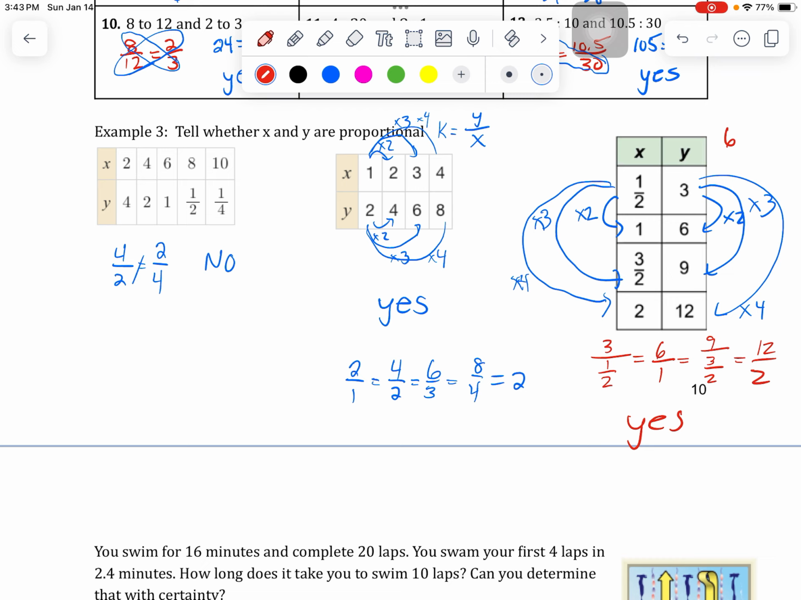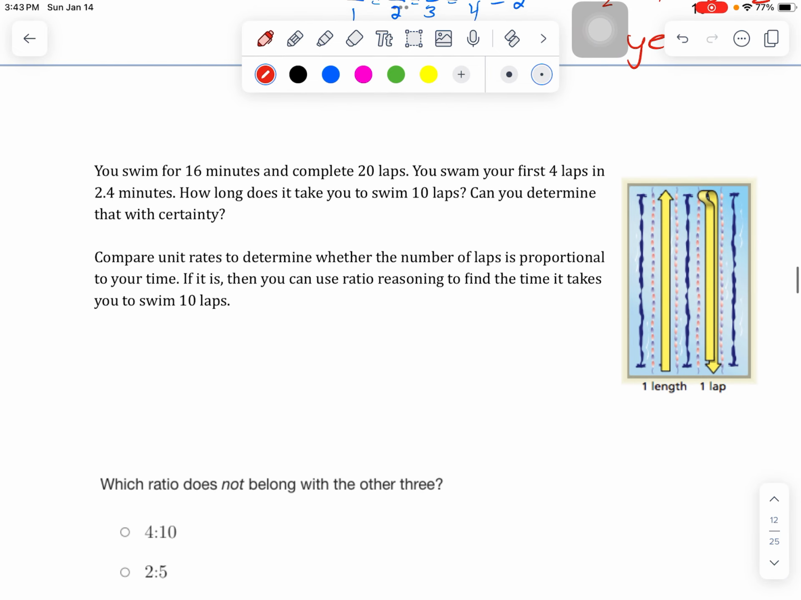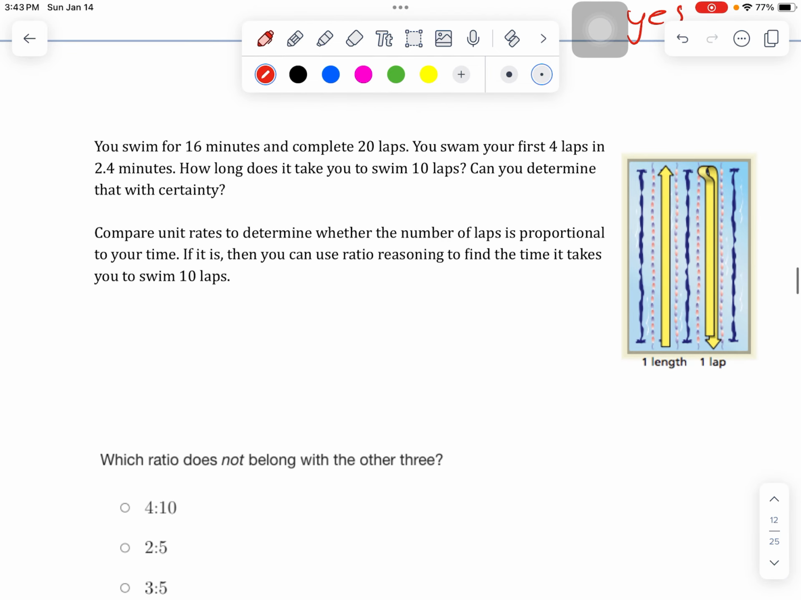Okay, so we want to basically look at, if I was completing a ratio table, are these the values that I would find inside the ratio table? Does this work? All right, and then this word problem here, it says you swim 16 minutes and complete 20 laps. So I'm going to make a little table with this information. So I'm going to say minutes and laps. So this one says that in 16 minutes, I do 20 laps.